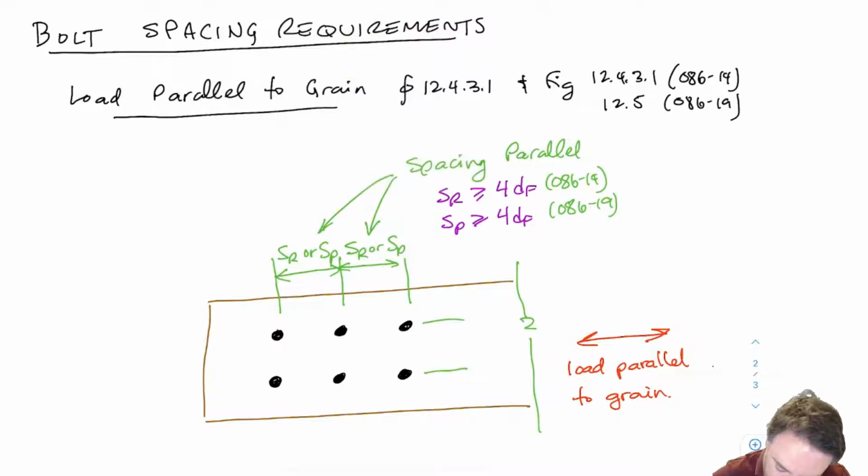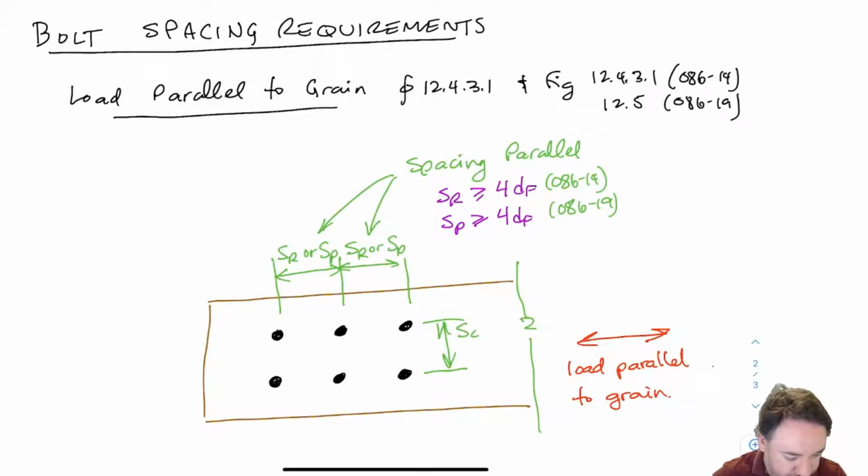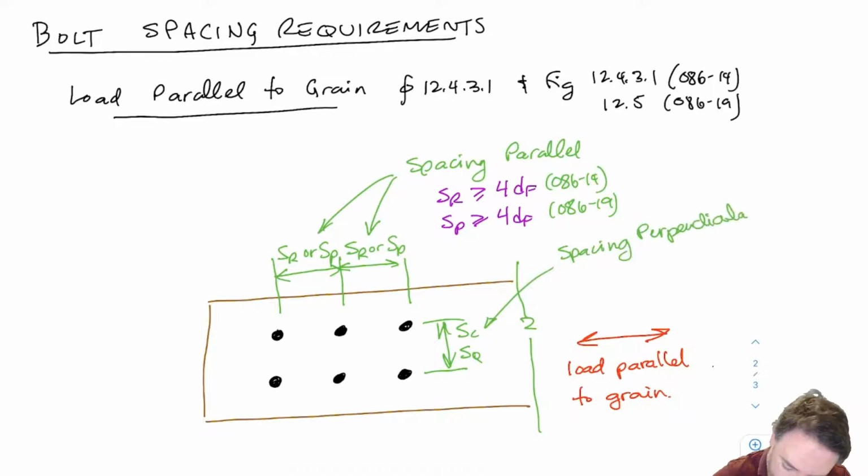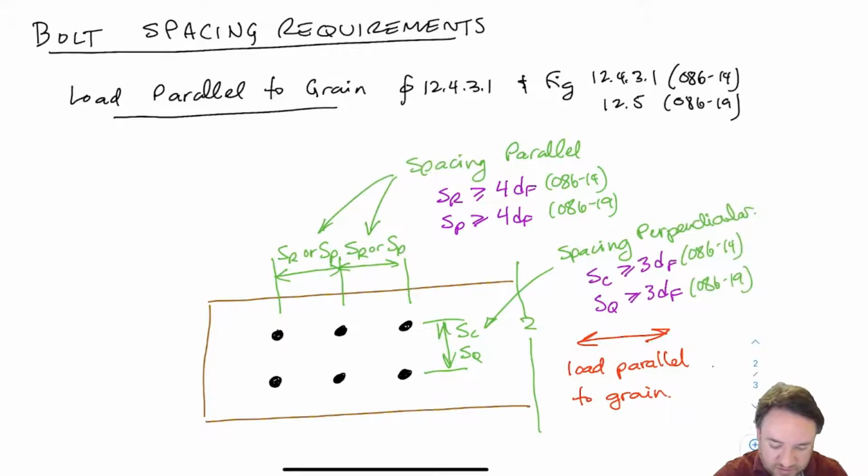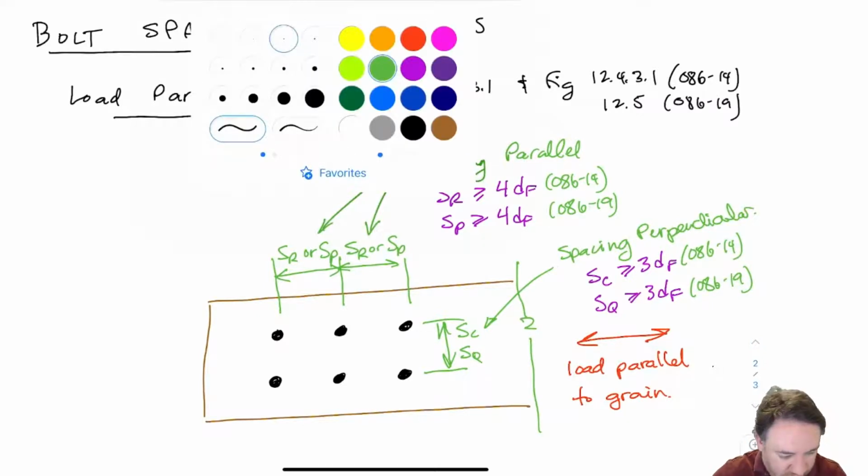What about spacing between the rows, which in 08614 is called SC, which is basically the spacing within the column, or SQ, which is spacing perpendicular to grain for 08619. Okay, so that's a less stringent spacing requirement of 3df. Reasons are the same as why the spacing is less stringent for spacing perpendicular in nails. We talked about why that was.